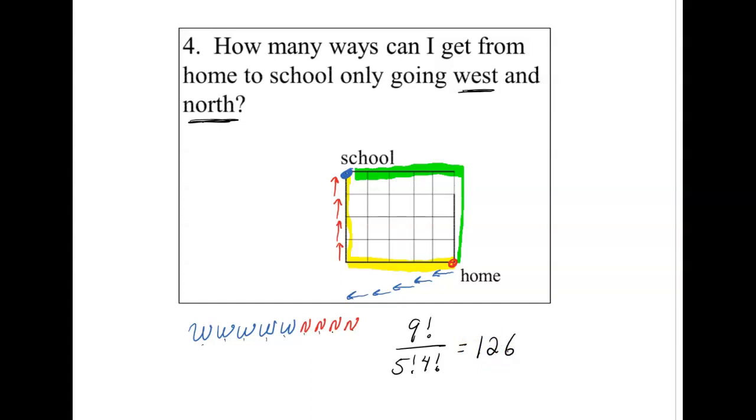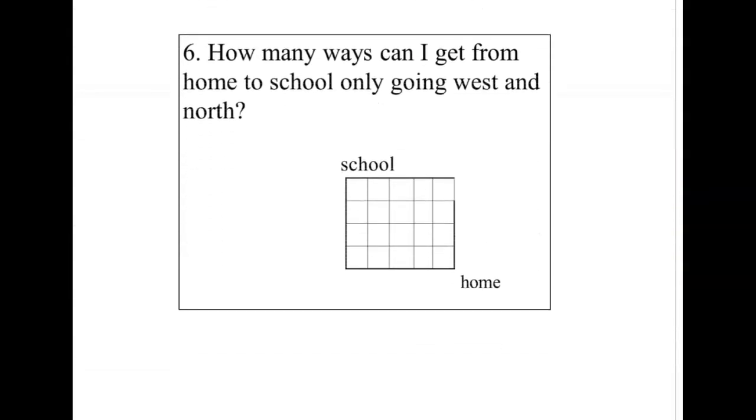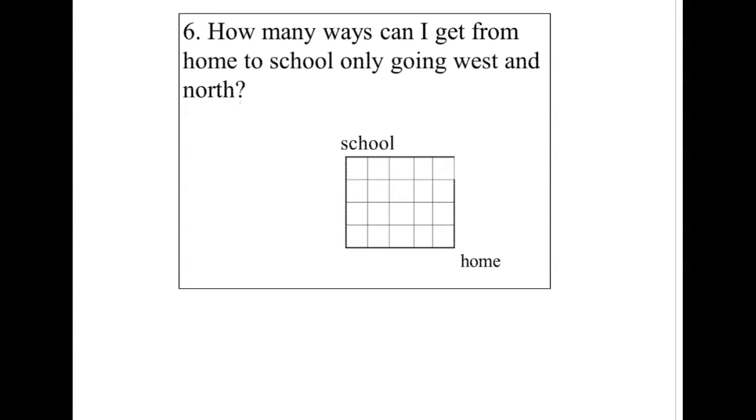I also want to show you another way a student did this last year. One of your classmates said, if I start here at home, there's one way to get to that spot. Then this green dot, there are 2 ways to get to that spot. I can go north-west or west-north, so they put the 2 there.